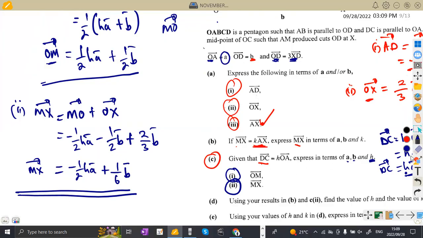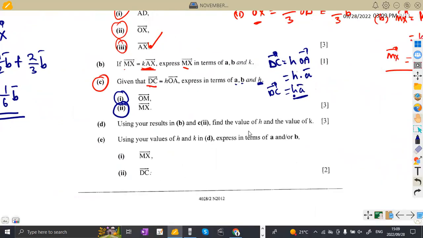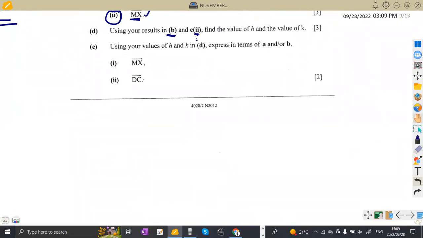All right, and the D part now: using the values of the results in B and C item, find the value of H and the value of K. Okay, so what do we have from B? This was our B. We calculated MX. C item 2, we calculated MX. We are saying these MX that we calculated, they are equal. Okay, so this is what you are going to do, guys. Remember, I told you you have to equate those vectors.